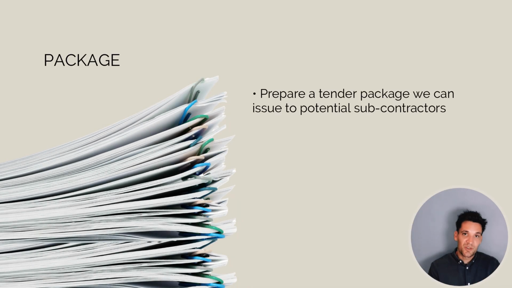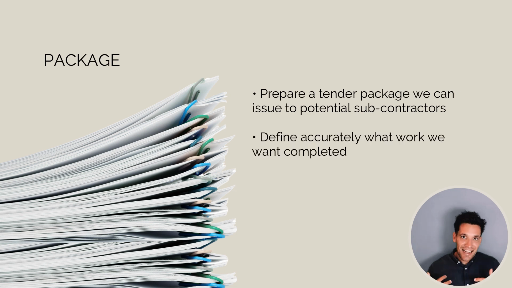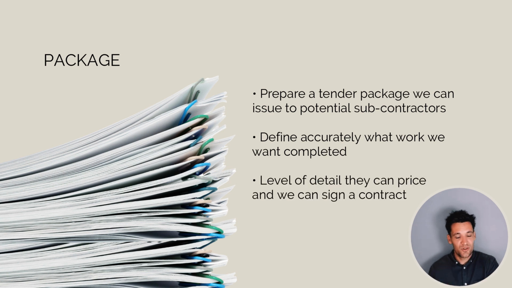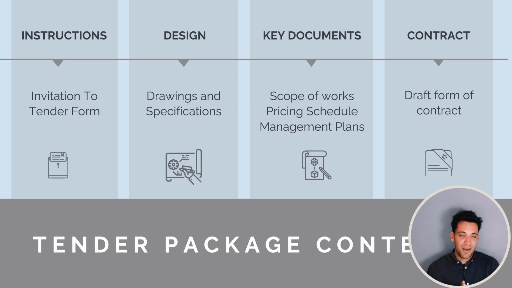So a tender package is a set of documents we issue to potential subcontractors that describes exactly what we want them to do. The metric I use to check if a tender package is sufficient is, does it give the subcontractor enough information to price the project? It needs to accurately define what we want, because this is the set of documents that will form the basis of the contract. So what does a tender package contain?